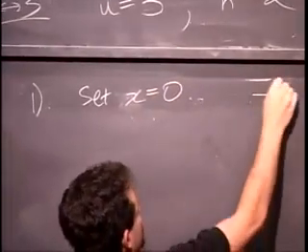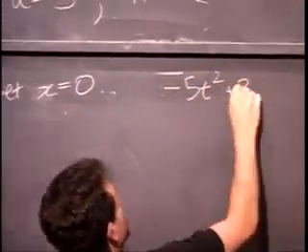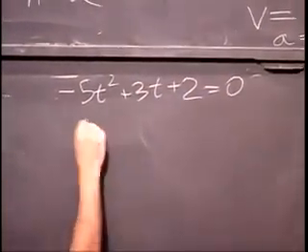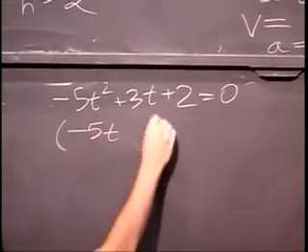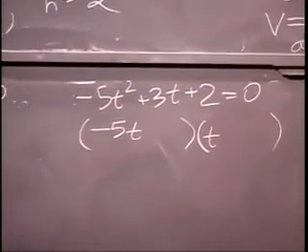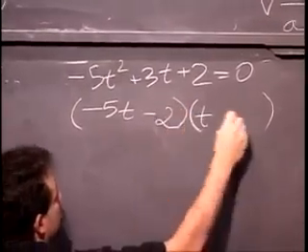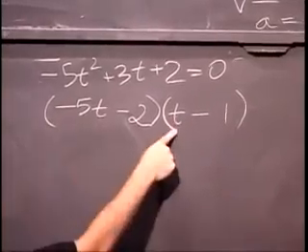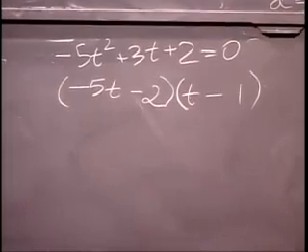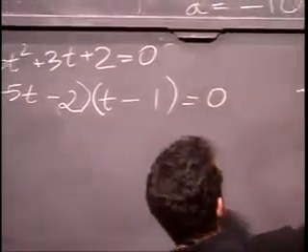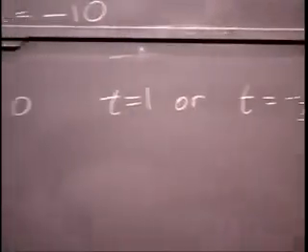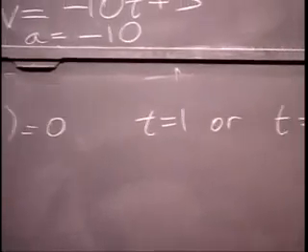And you end up with the quadratic equation minus 5t squared plus 3t plus 2 equals 0. And it turns out that this thing factors into minus 5t and t. And what are we going to get? Well, this would give me minus 5t squared plus 2 minus 2 plus 5. So that means that either t equals 1 or t equals, if you work it out, minus 2/5 is the other option.